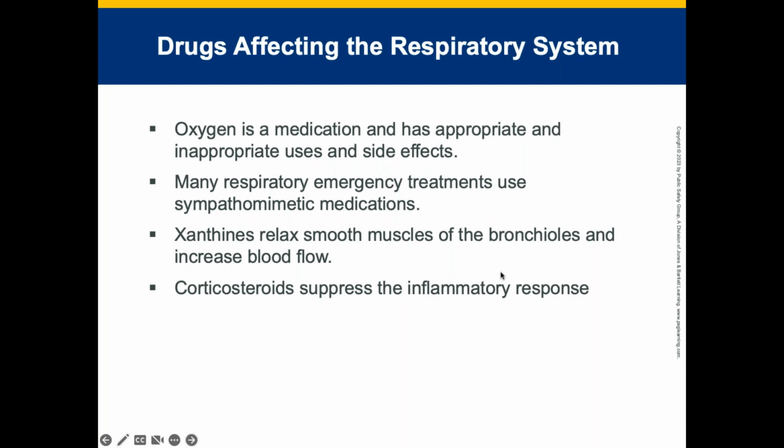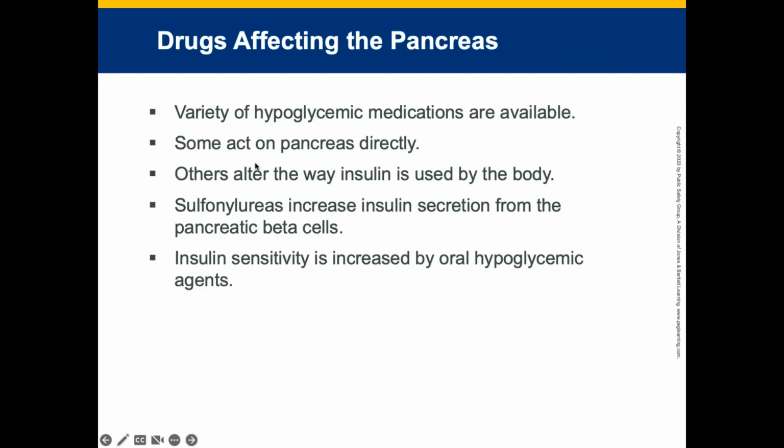Corticosteroids that are out there would be like dexamethasone or Decadron, Solu-Medrol. You can also use Solu-Cortef as a corticosteroid as well. But again, not at the advanced level. These are the medications that are out there. So drugs affecting the pancreas, variety of hypoglycemic medications that are available out there. So what kind of medications do we have out there for the pancreas? We have insulin, metformin, right?